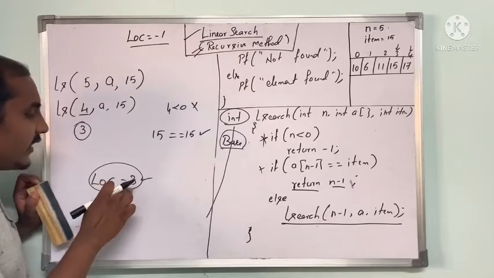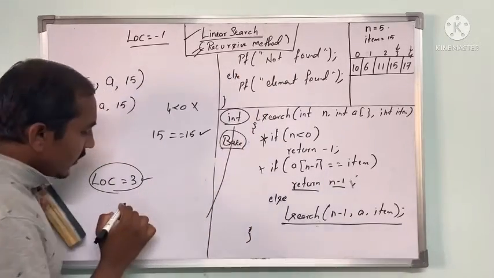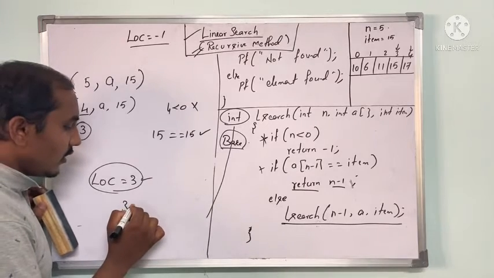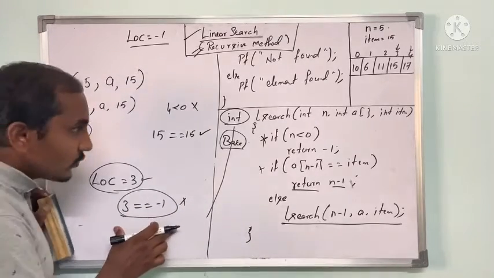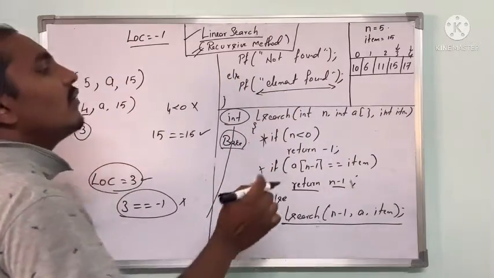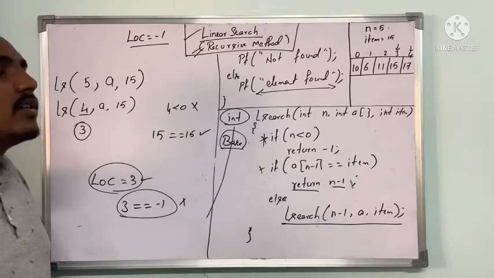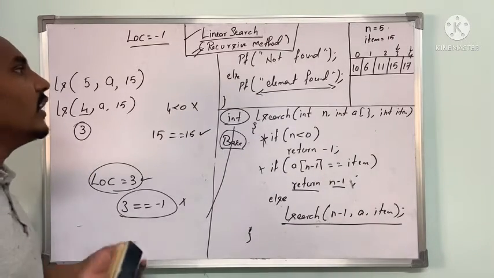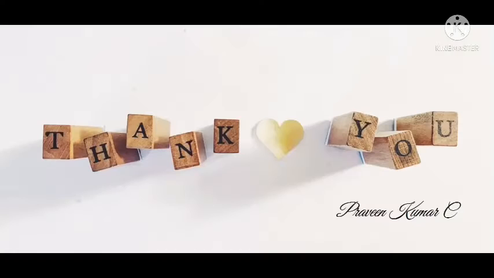So when it returns the integer value, which is 3, we are going to check whether 3 is equal to -1, which is false. Once this is false, we are going to execute the else statement saying that element is found. This is our program to perform linear search using a recursive method. Next we will continue with the binary search using a recursive method.